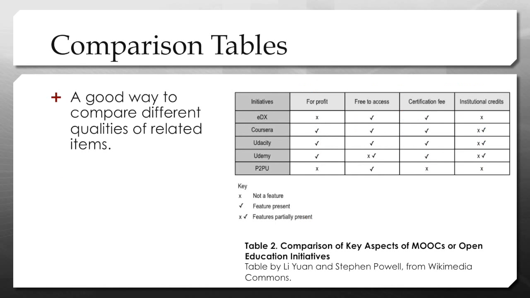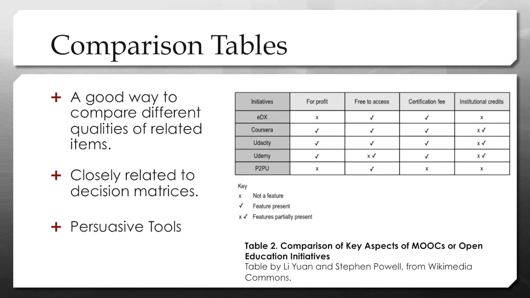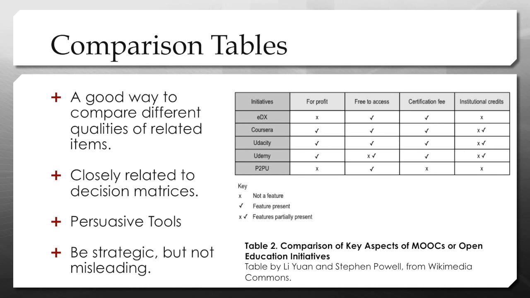Comparison tables are a good way to compare different qualities of related items. They can also be closely related to decision matrices. Depending on the qualities picked for the first column, comparison tables can be very persuasive tools for explaining why one product is better than another. You may be and should be strategic when choosing the items for column 1, but don't be deceitful or purposely misleading.